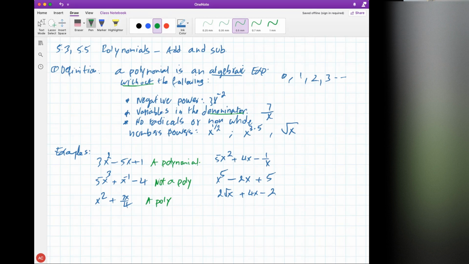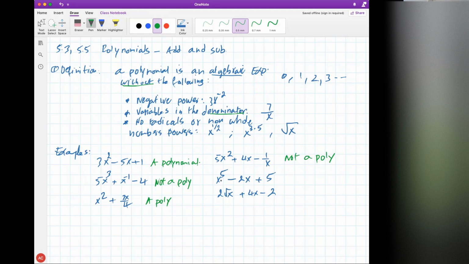So this is clearly not a polynomial. Why? Because the denominator is x. So here, as you can see, we have x in the denominator. So this is not a polynomial, because x is in the denominator.